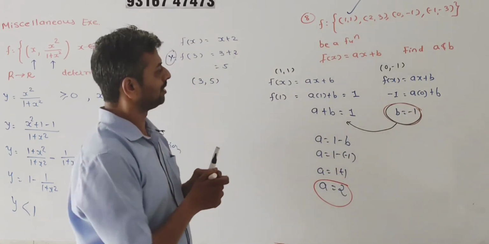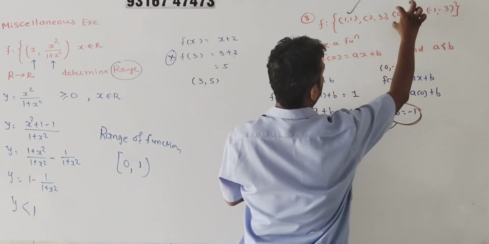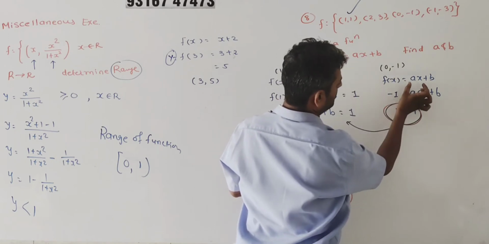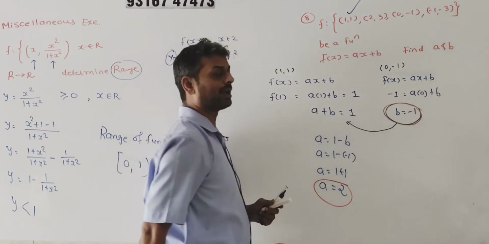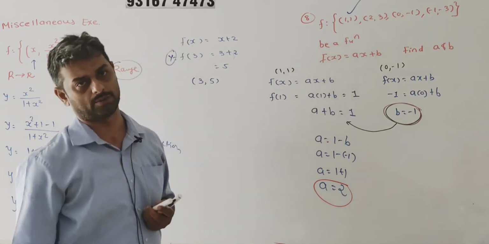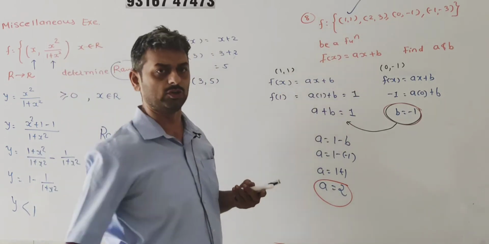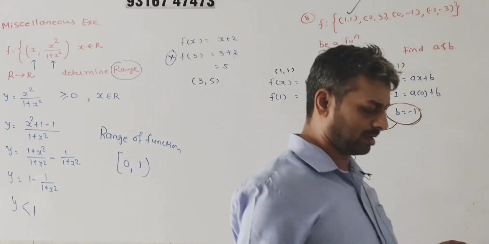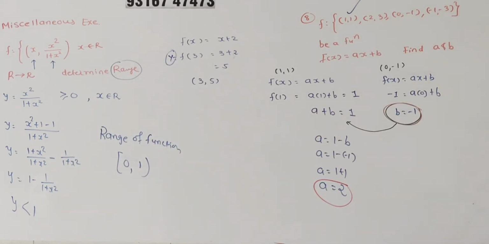Here, why have I selected this? Because the x coordinate is 0, so this term will be 0, and I will get the b value directly. You can take any ordered pair, but this gives you easiness. Okay, here we have finished 2 examples.